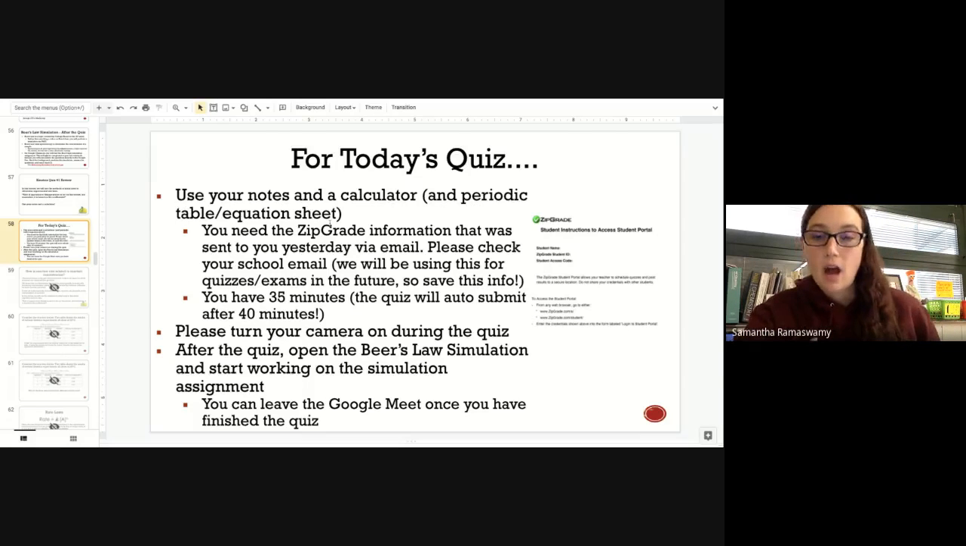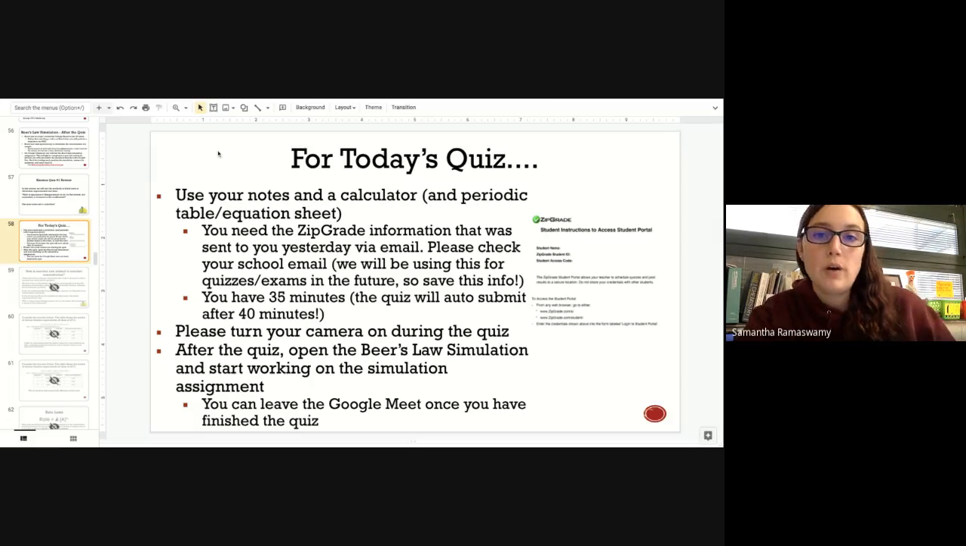But if you cannot find the ZipGrade information in your email, send me a Remind message and I can send you your ZipGrade info. Don't put it in the chat because then everybody can see it. So you can send me a Remind and I can send you your information. But I emailed it to everyone yesterday. If you took the Unit 4 test online, it's the same information that I sent you for the test. I sent you guys a separate email yesterday.